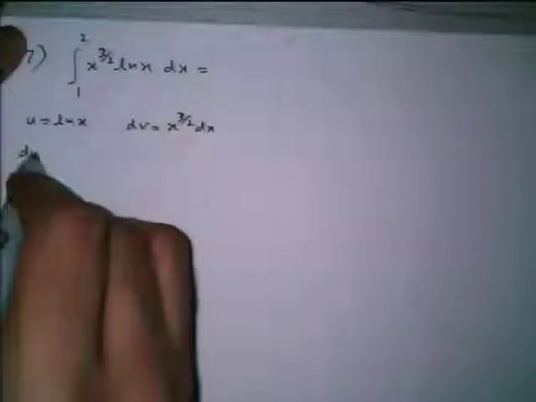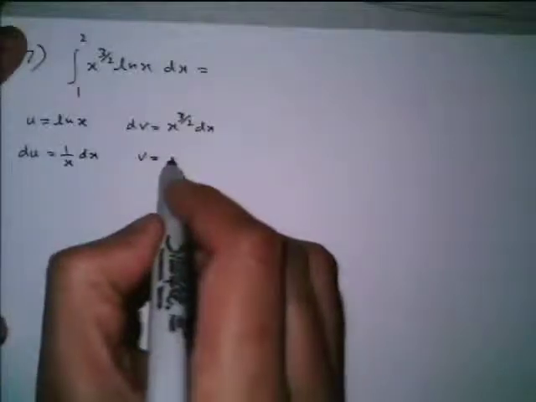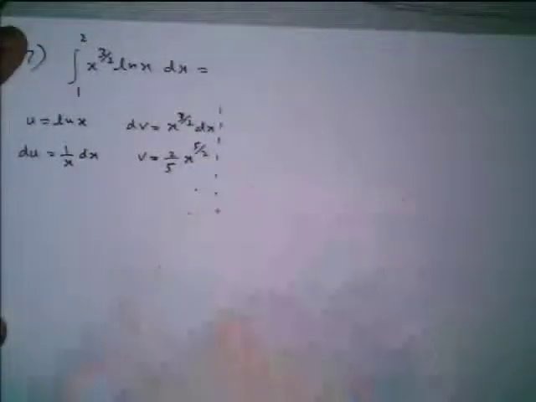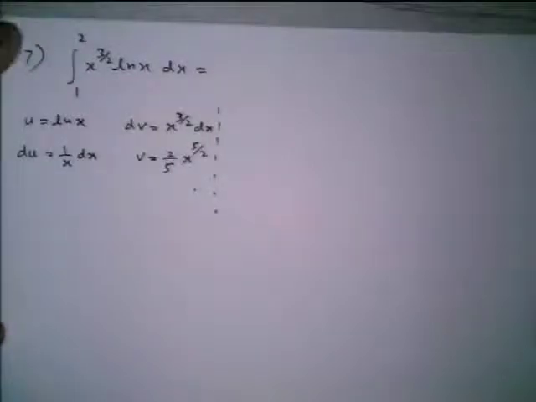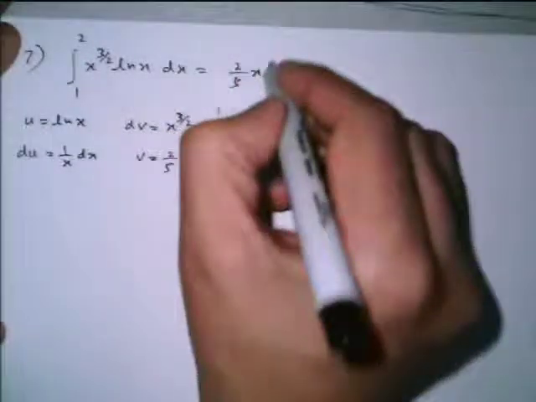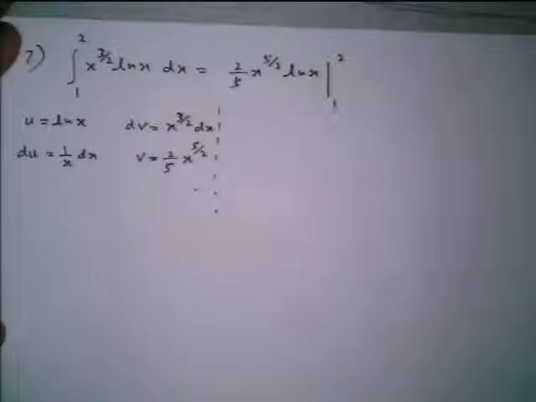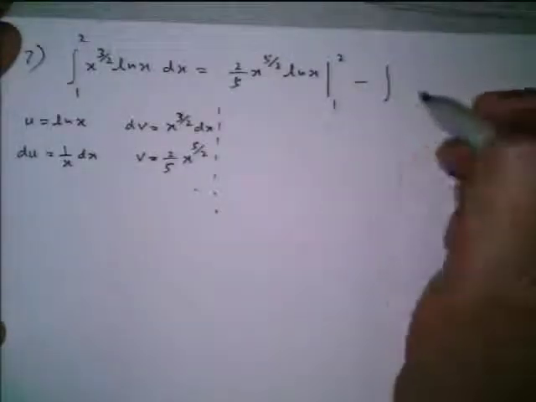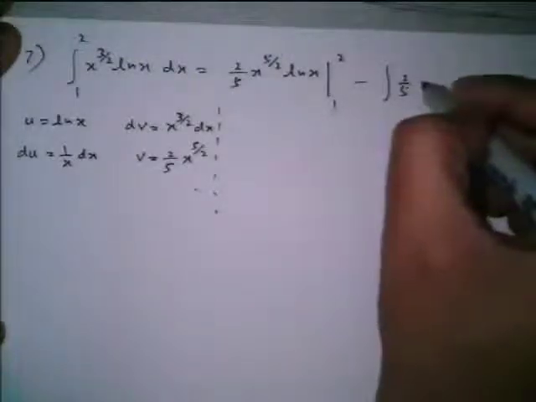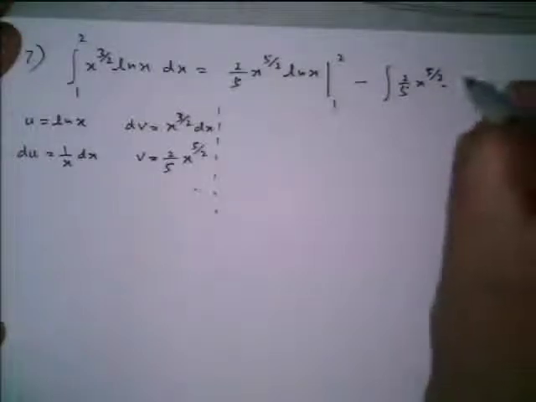First one you take the derivative. Next one you take the integral. So what's the integral of this? This is a power function, so it is 2/5 x^(5/2). Okay, so let's try it. So it is uv, so it is x^(5/2) ln x from 2 to 1. Minus v du. What is v? 2/5 x^(5/2). What is du? 1 over x dx.